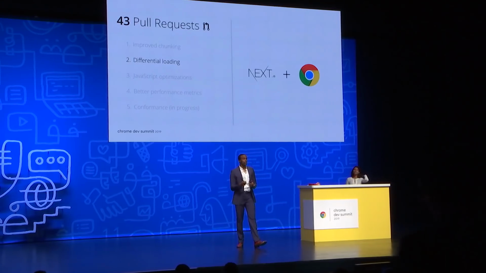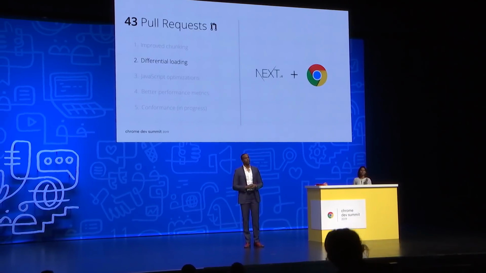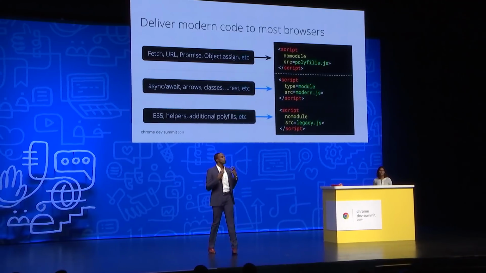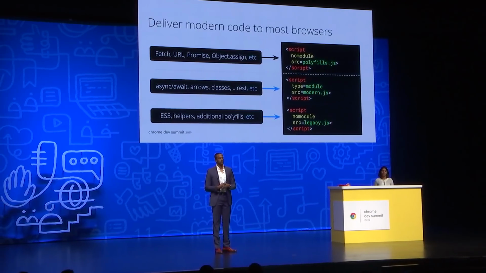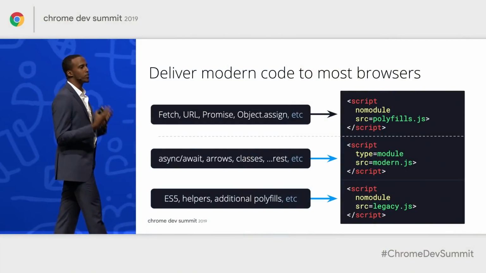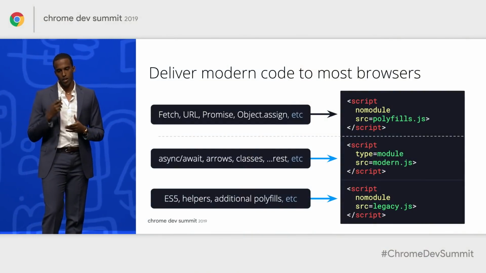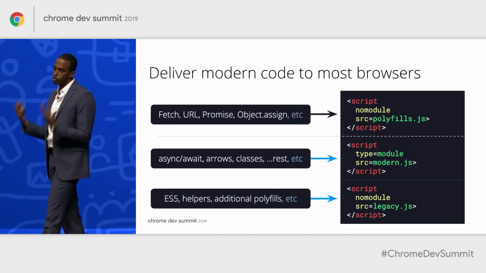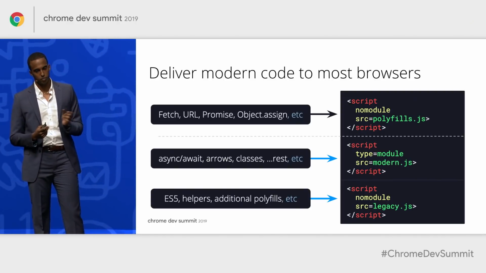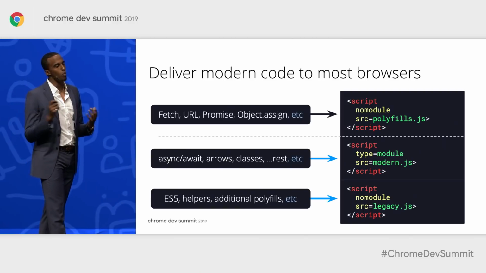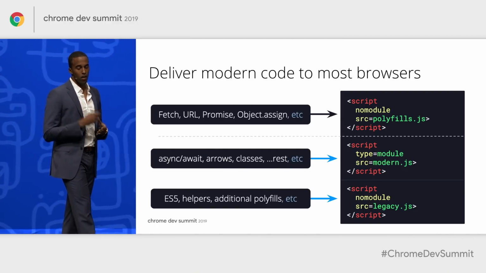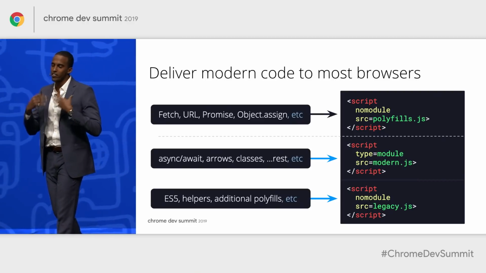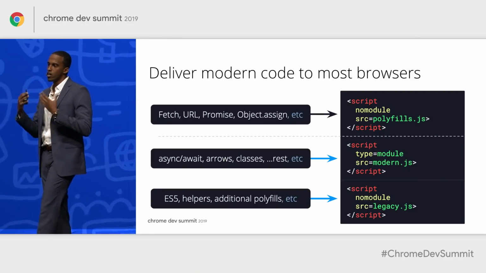Now, differential loading was another optimization that we worked on. The idea behind differential loading is to serve modern JavaScript to modern browsers, which is often 80 to 90% of traffic. To do this, we leverage the fact that modern browsers recognize and load script tags with type module, and ignore scripts with a nomodule attribute. Older browsers don't recognize these attributes, so they load the more aggressively transpiled and polyfilled nomodule scripts.